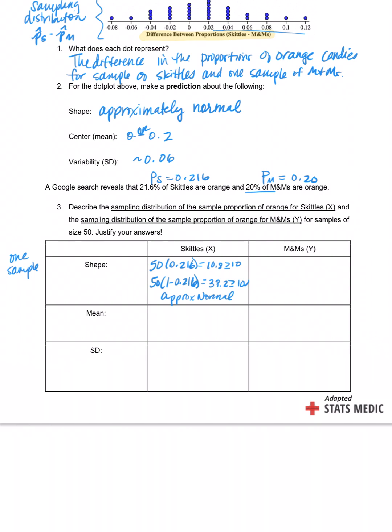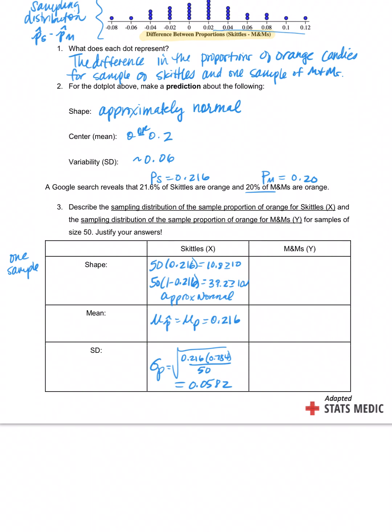The mean of the sampling distribution, remember the mean of all the p hats is equivalent to the true proportion, which would be 0.216. And the standard deviation would be this old formula: 0.216 times 1 minus that, which is 0.784, divided by a sample size of 50. That gives me 0.0582.